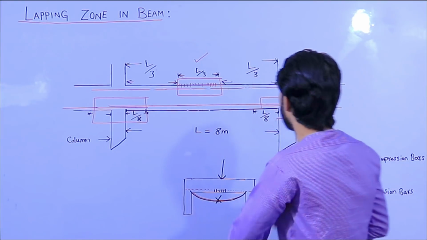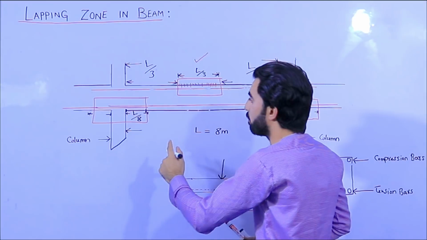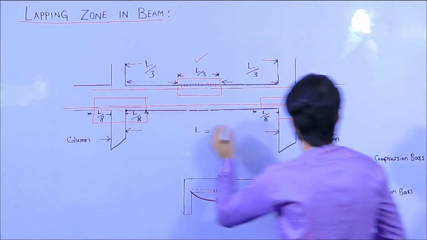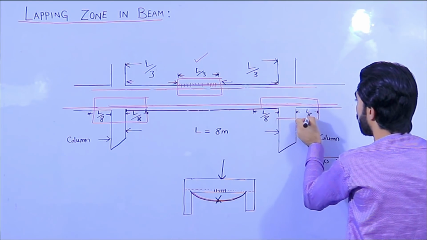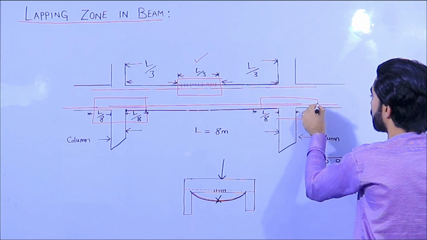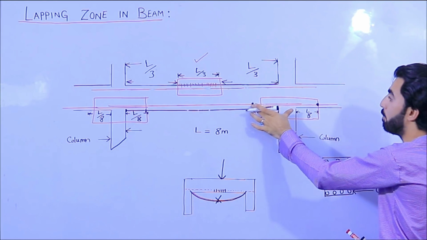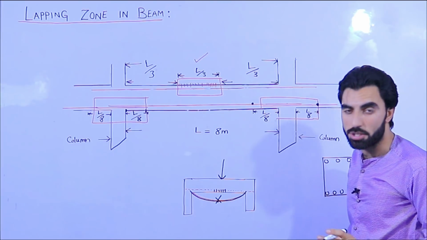Guys, you can see L by 8 and also L by 8. For example, here, to this side L by 8 and also to this side L by 8. So guys, from this point to this point, you can provide the lapping length with L by 8 distance.